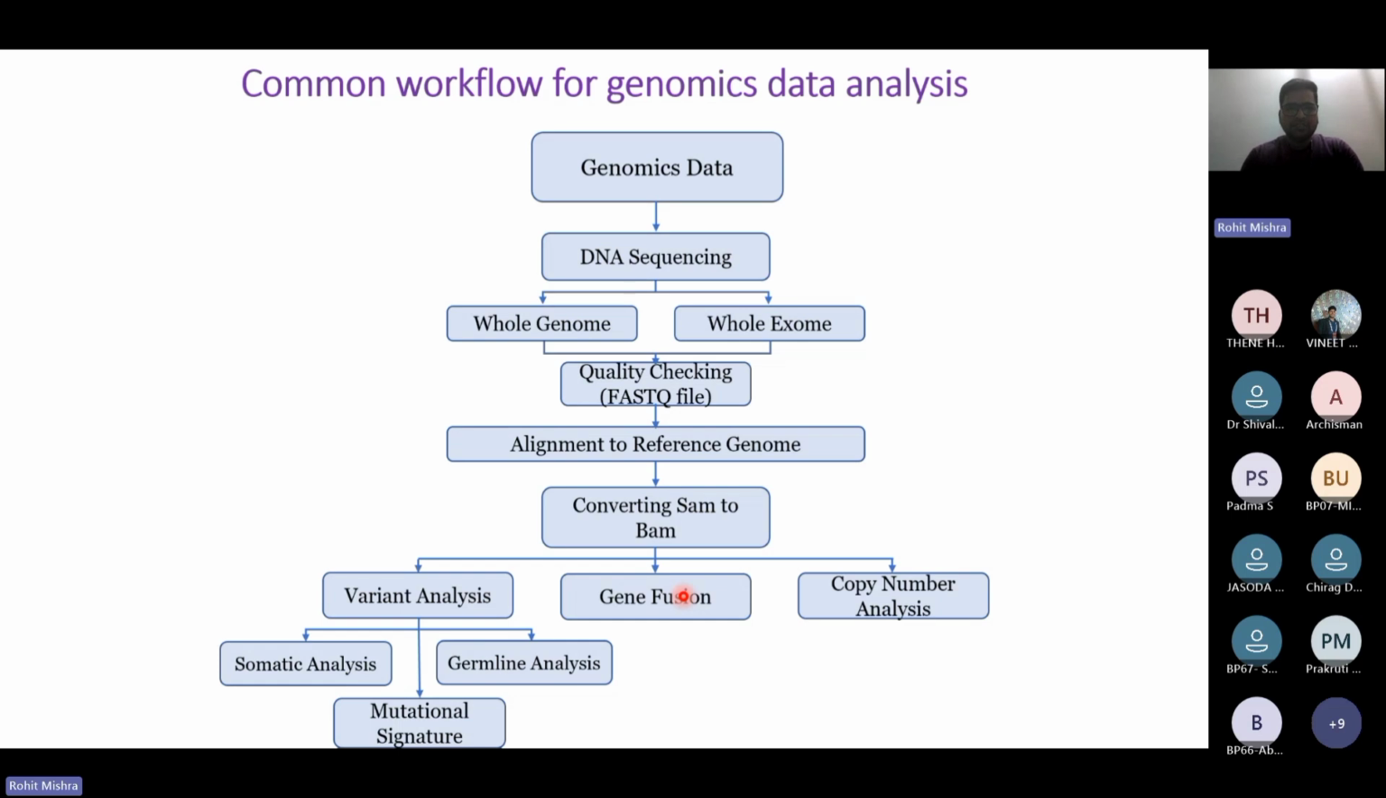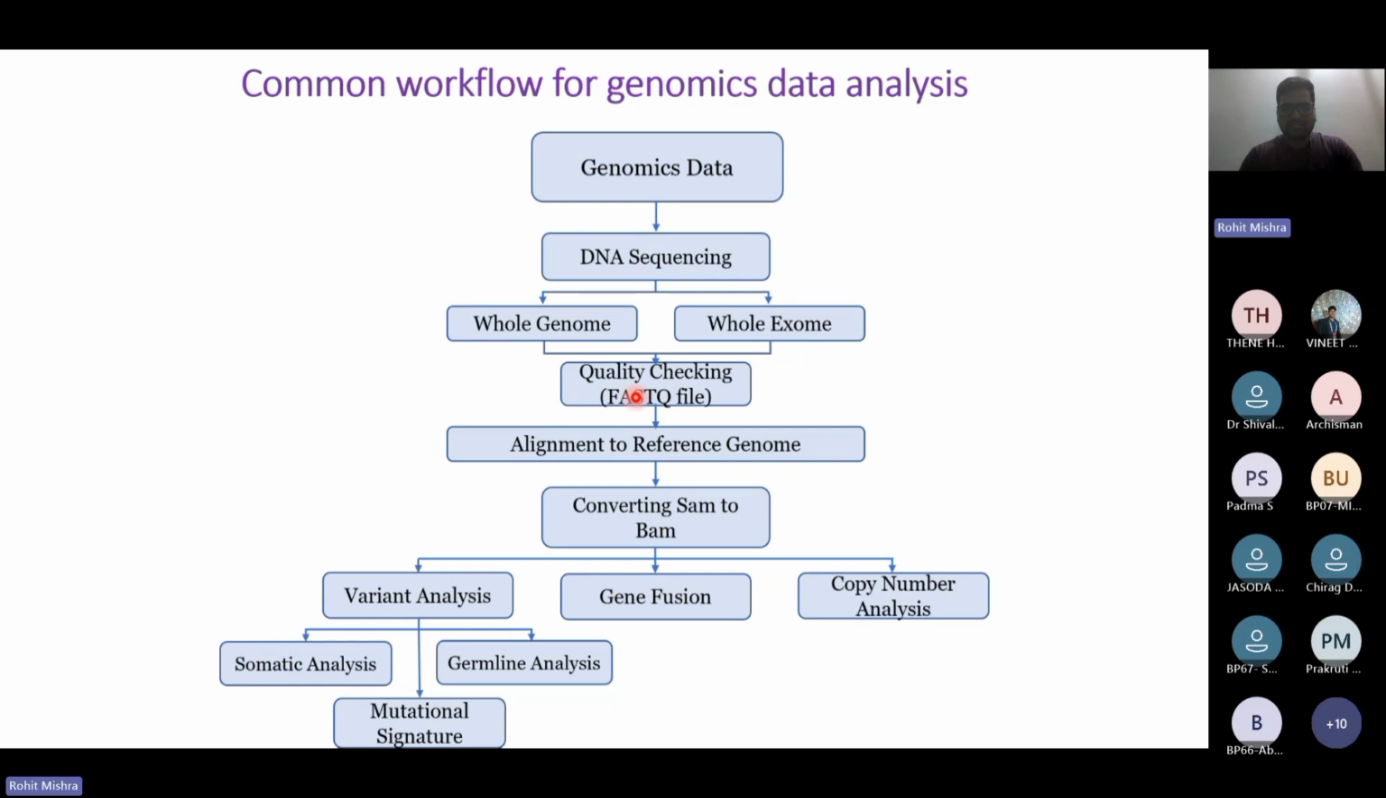This is the common workflow for analyzing any genomic data. Once we have genomic data, it depends on whether it is DNA sequencing or RNA sequencing. Here I will be talking majorly about DNA sequencing. It depends if we go with whole genome or whole exome, the exonic region. We know that only 2% of the genome is coding region. Whole exome is cheaper compared to whole genome. So depending on what kind of sequencing we have performed, we get a FASTQ file.